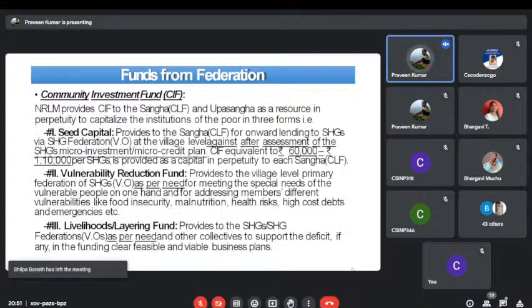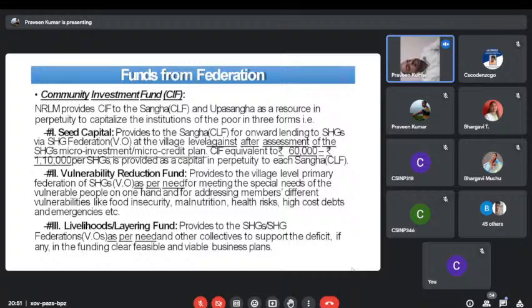Funds from federation, CIF comes. CIF comes from a federation, meaning a higher institution. We use CLF, so from CLF, CIF comes. Seed capital is no longer there. It has been mentioned as seed capital, but it is no longer. The seed capital has been renamed as revolving fund.